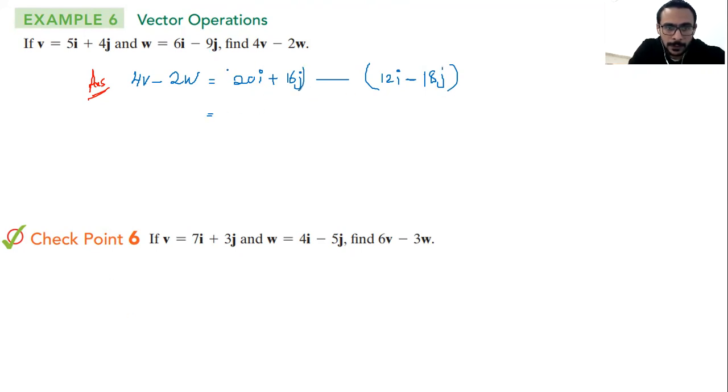Then subtract. 20i minus 12i equals 8i. Plus 16 plus 18, what? 16 plus 18 is 34j. Yes.